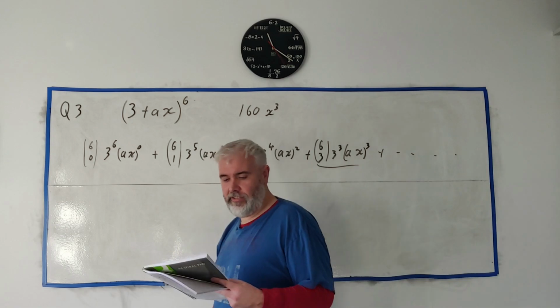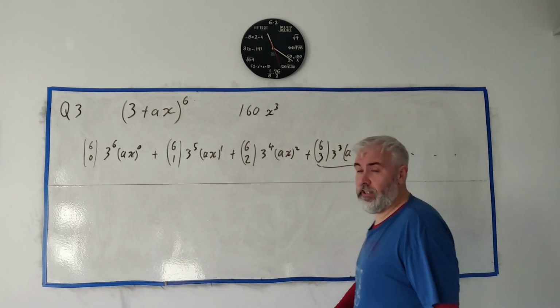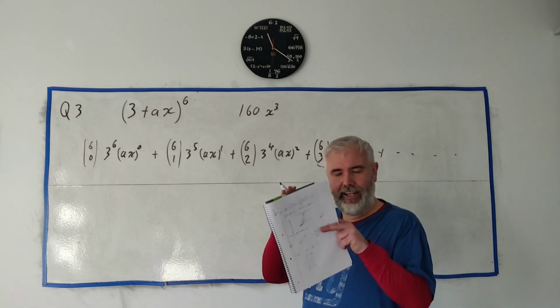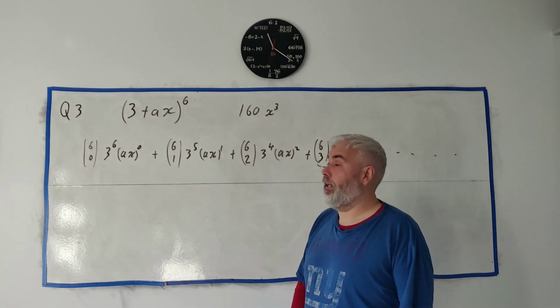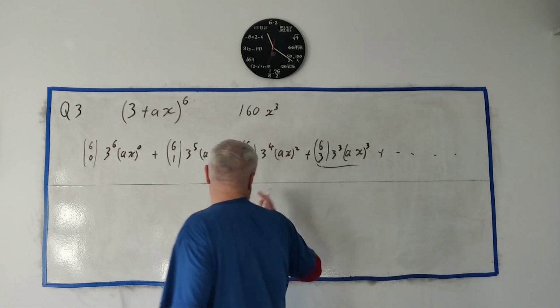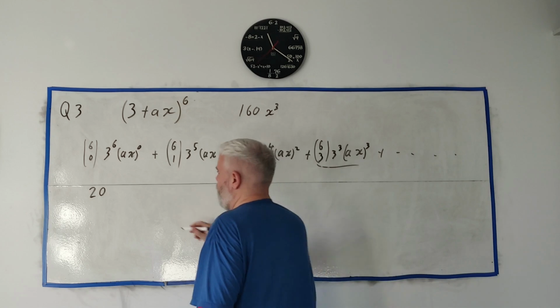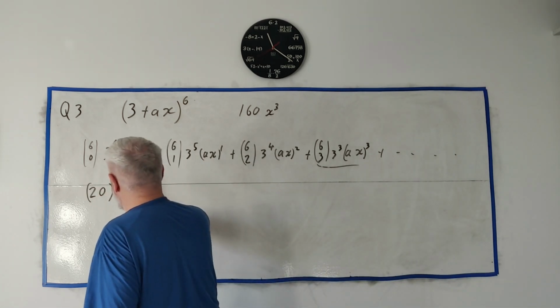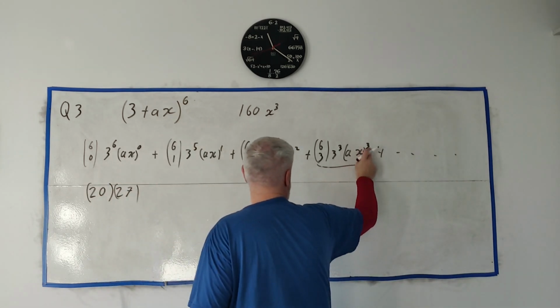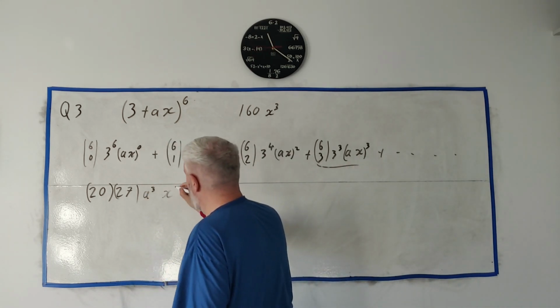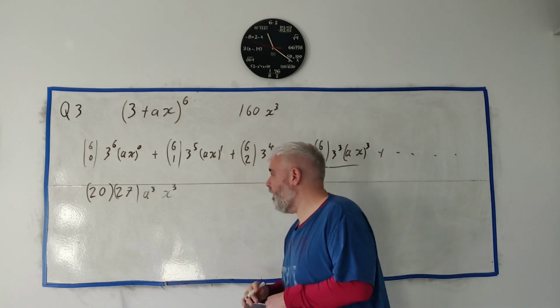6 choose 3. It's on your calculator. You could get it by hand, I guess, after a few moments of doing out Pascal's triangle. But anyway, on a calculator, 6 choose 3 is 20. 3 to the power of 3 is 27. a to the power of 3 is a cubed. x to the power of 3.